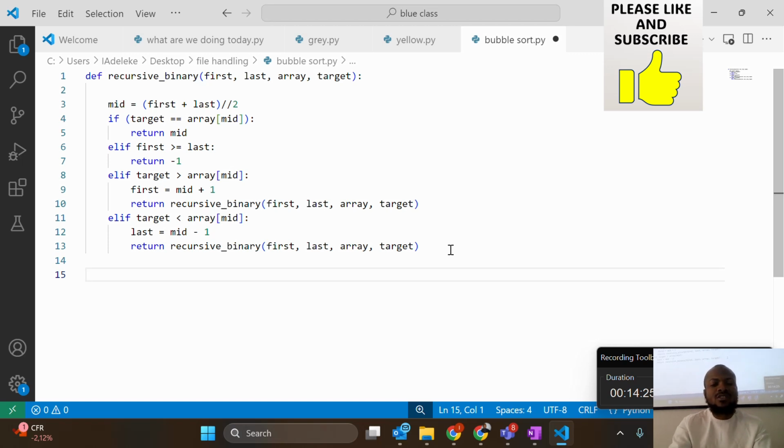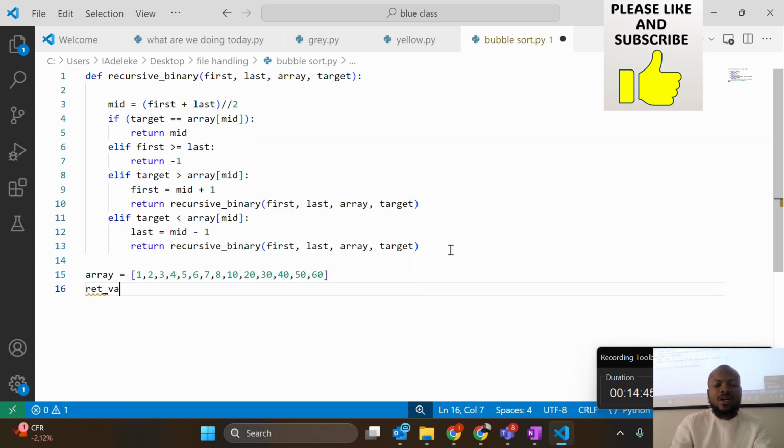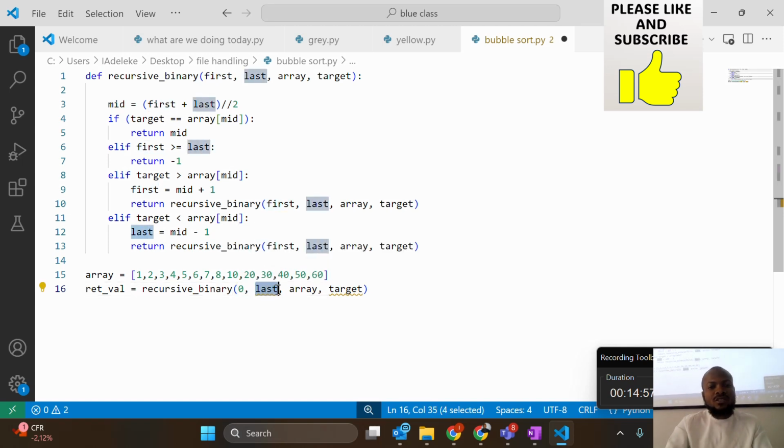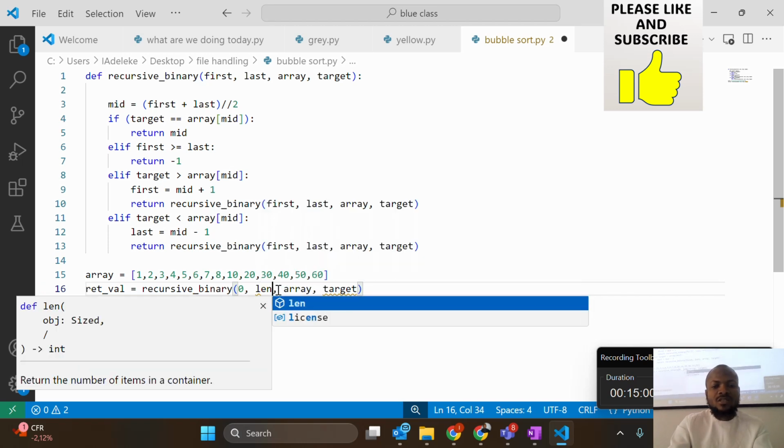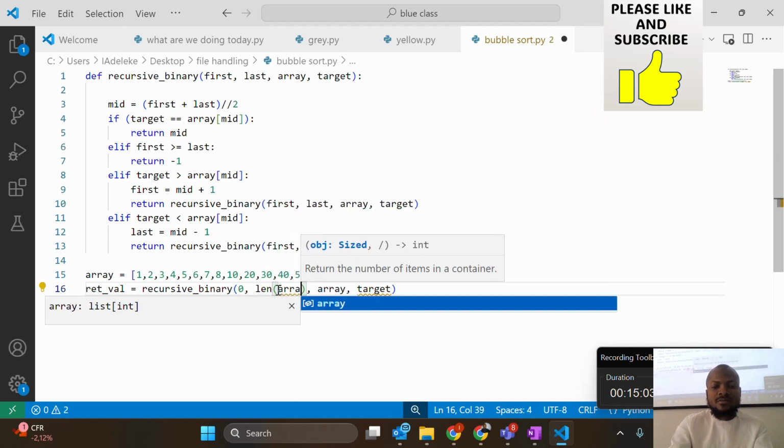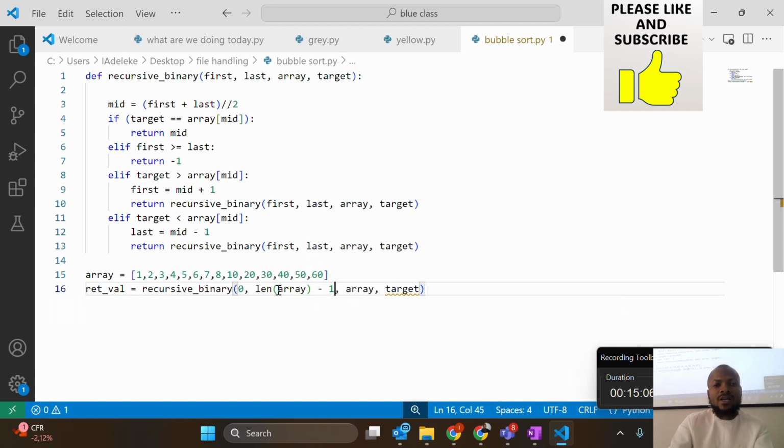So you want now to implement this. Let's declare an array equal to, let's say, 1, 2, 3, 4, 5, 6, 7, 8, 10, 20, 30, 40, 50, 60, for example. Then we now pass what? There's a return value, isn't it? So return value is equal to recursive binary of, so the first index should be 0. The last index should be the length of the array minus 1. Is that understood?